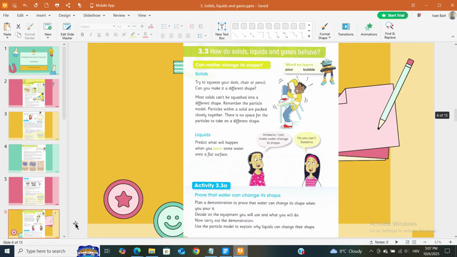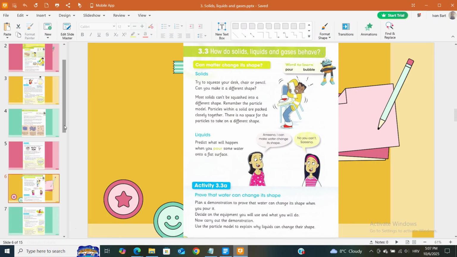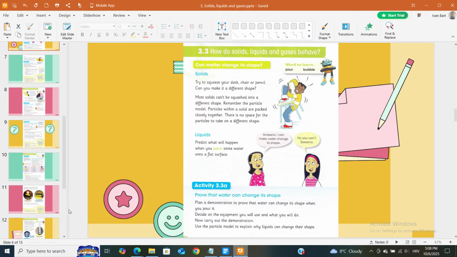3.3 How do solids, liquids and gases behave? Can matter change its shape? Solids. Try to squeeze your desk, chair or pencil. Can you make it a different shape? Most solids can't be squashed into a different shape. Remember the particle model. Particles within a solid are packed closely together. There is no space for the particles to take on a different shape.